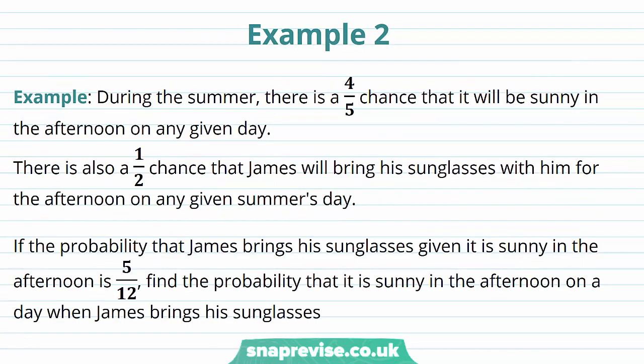Our second example tells us that during the summer there is a 4/5 chance that it will be sunny in the afternoon on any given day. There is also a 1/2 chance that James will bring his sunglasses with him for the afternoon on any given summer's day. If the probability that James brings his sunglasses given it is sunny in the afternoon is 5/12, find the probability that it is sunny in the afternoon on a day when James brings his sunglasses. Lots of words, but all we need to do is to interpret them.